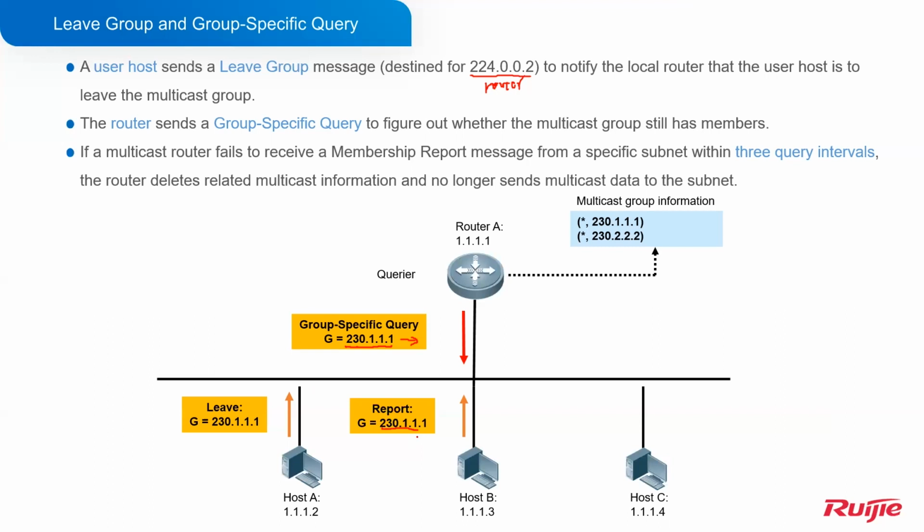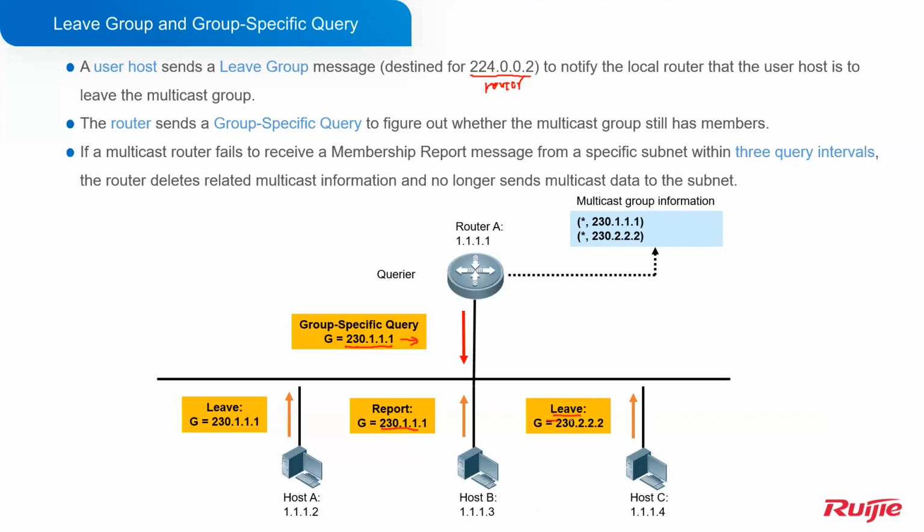So router A, after receiving that, will still forward the packets for this group to the subnet normally. For host C it is different, since for the group 230.2.2.2, there is only one receiver, which is host C.